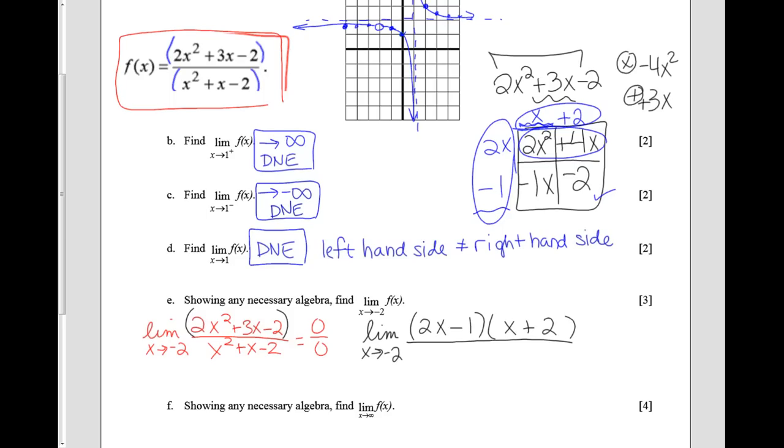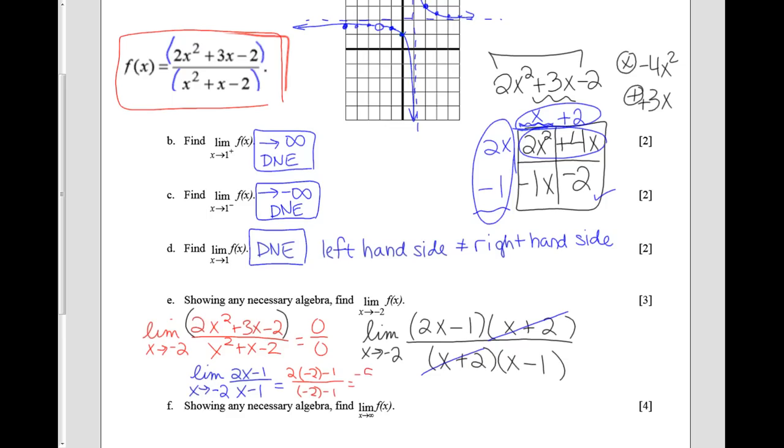Okay, to factor the bottom, I'd be looking for what two things multiply to negative 2 and add to positive 1. So I've got to do a 2 and a 1. And again, my 2 would have to be positive and my 1 would have to be negative. So looking at that, it looks like now I can reduce out this factor of x plus 2. So now I'm going to have the limit as x approaches negative 2 of just the 2x minus 1 over the x minus 1. At this point, I've eliminated or removed that problem spot. Now I'm ready to just plug in the negative 2 to evaluate the limit.